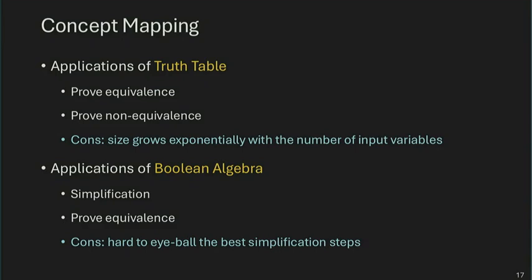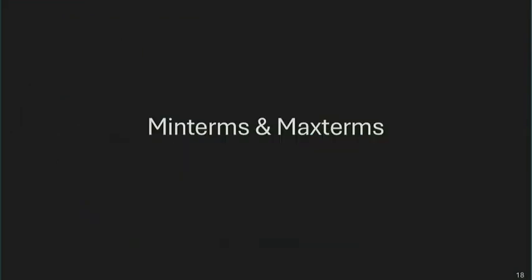You can use that to do simplification. Convert a large expression to a smaller one. Convert an XOR expression to an AND/OR based expression. You can also use that to prove equivalence. Left-hand side, through a sequence of transformations, arrives at your right-hand side. But the drawback is that sometimes it's hard to just eyeball the simplification steps. For truth table, the size grows exponentially with the number of input variables. And so these problems are kind of bothering us. But trust me, we're going to see a solution pretty soon. So with that, I'm going to move on to the next topic, minterms and maxterms.